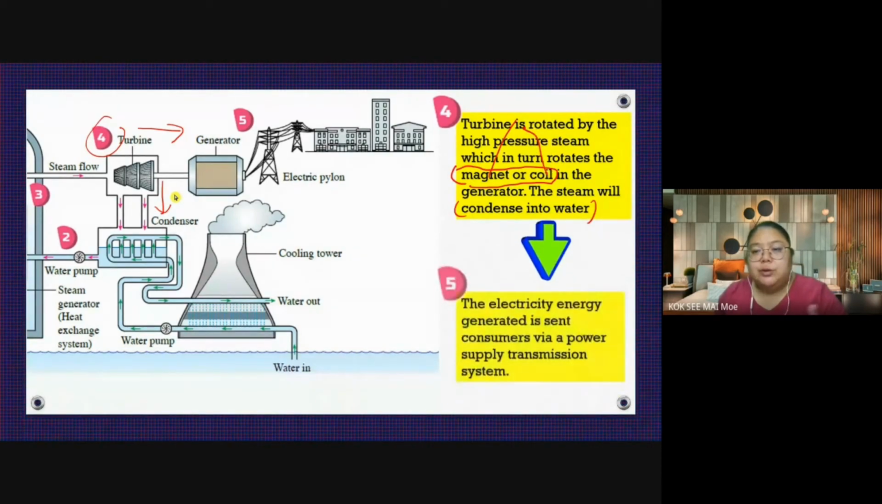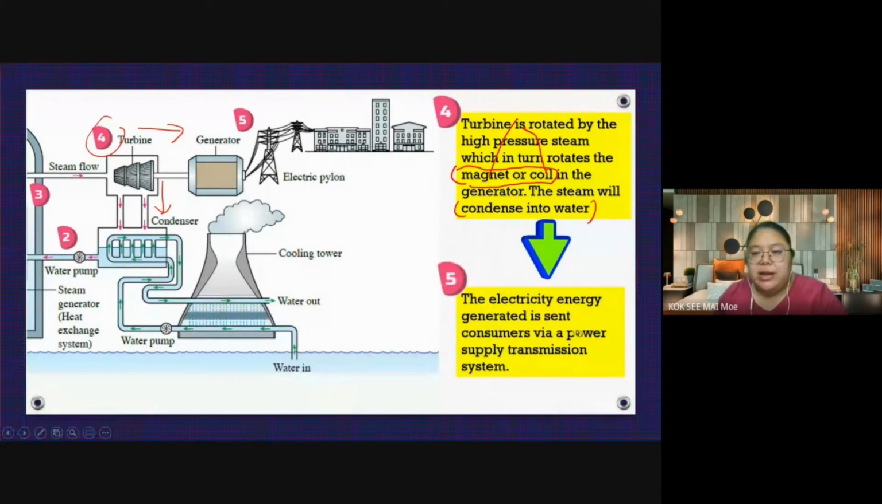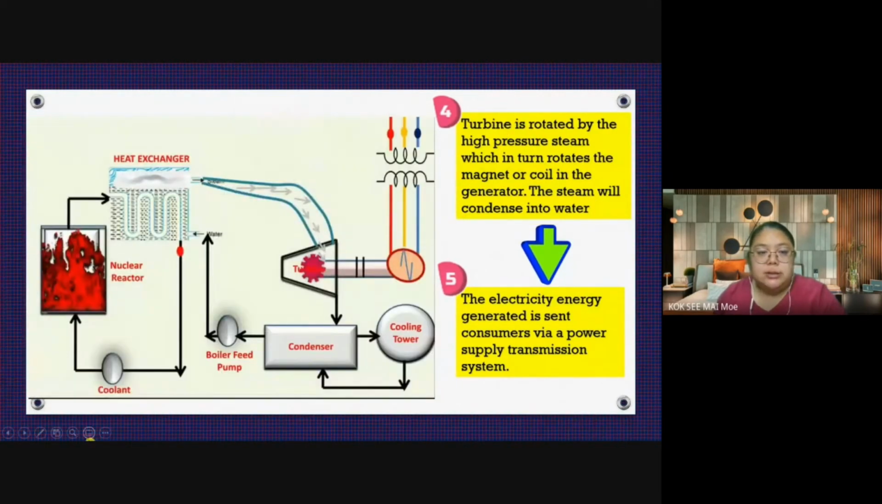So number 5, the electric energy generated is sent to the consumer through the power supply transmission system. This one is a process you need to know for the power station. You can see a short video. The nuclear reactor turns the water to steam, and the heat exchanger sends it to turn the turbine.